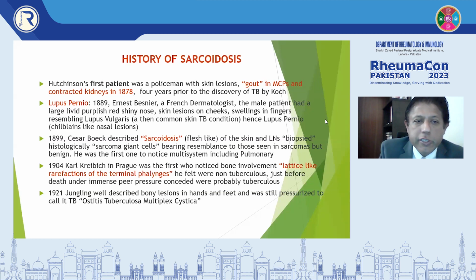Later on, Caesar Boeck coined the term sarcoidosis, for flesh-like lesions of the skin, and lymph node biopsy histologically showed sarcoma giant cells. Hence, he coined this term sarcoidosis. Then Karl Kreibich in Prague was the one who found the X-ray changes in the joints, and he felt that it was non-tuberculous. But at that time, the authorities almost forced him to admit that it was not a non-tuberculous process going on.